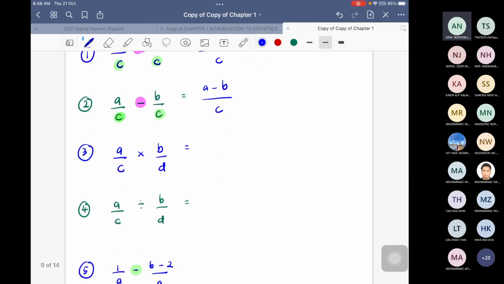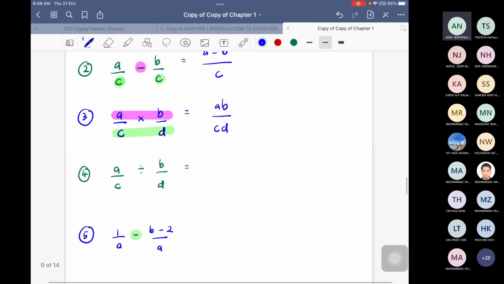Okay, darab pula. Darab is a bit simpler. So what you have to do is, sama juga konsep dia dengan darab biasa, yang ni atas darab dengan atas, so bawah darab dengan bawah. So numerator darab numerator, so denominator darab denominator. For this case, kalau darab, you akan dapat A darab B per C darab dengan D.